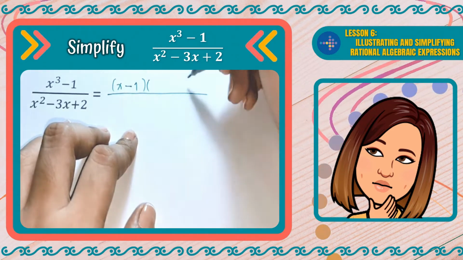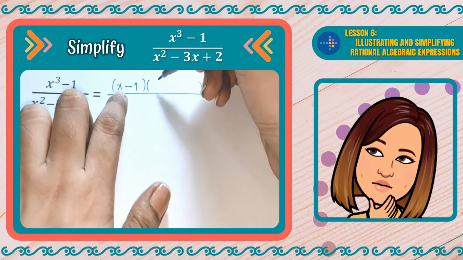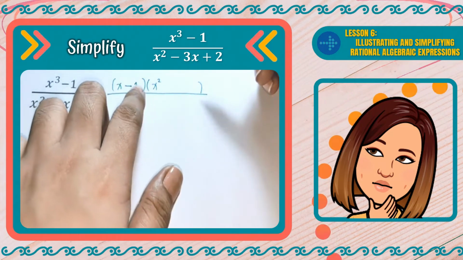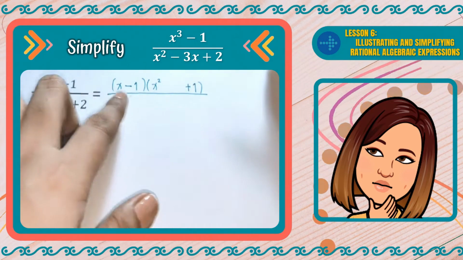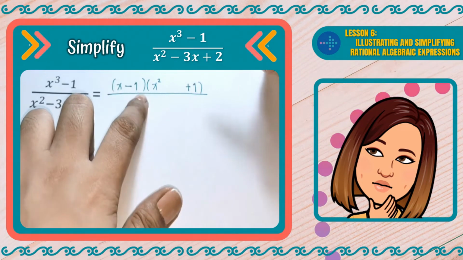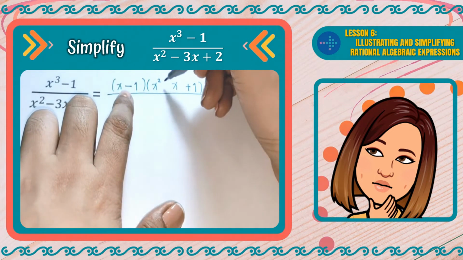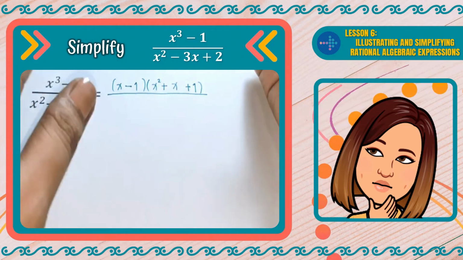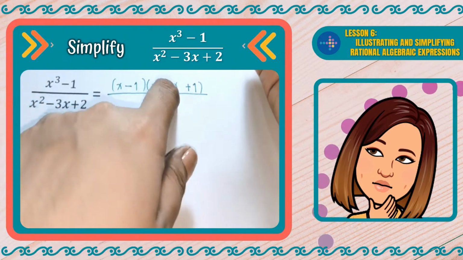Then, for the trinomial factor, yung first term natin, square ng x, so x squared. Yung last term naman natin ay square ng 1, so 1, and plus sign. Then, for the middle term, we need to find the product of x and 1, so 1x or simply x. Kung ito ay minus sign, ito ay plus sign. So, the complete factors of the numerator are x minus 1 and x squared plus x plus 1.